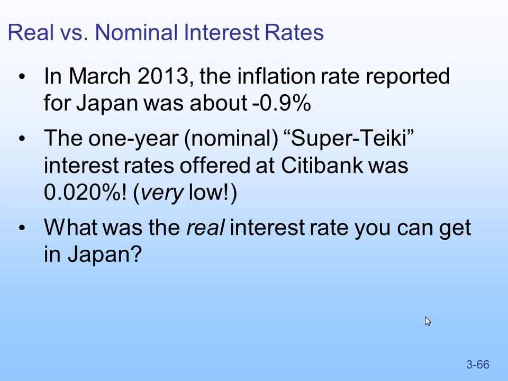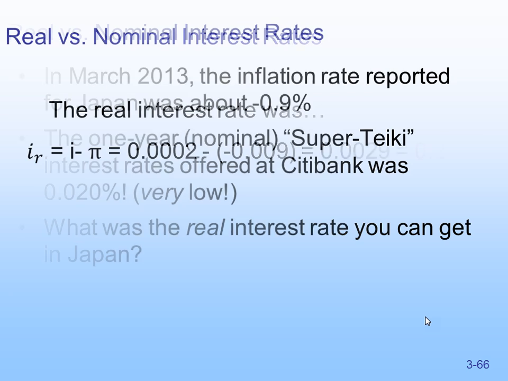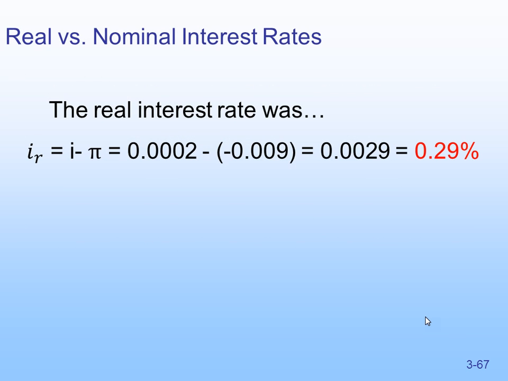Do you know? What is it? Can you figure it out? This is not hard. So either you're shy or tired. It's just the nominal rate minus the inflation rate. Is that what you had? 0.29%. 0.29.